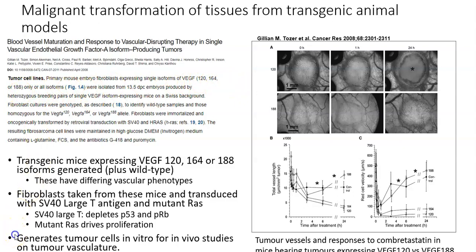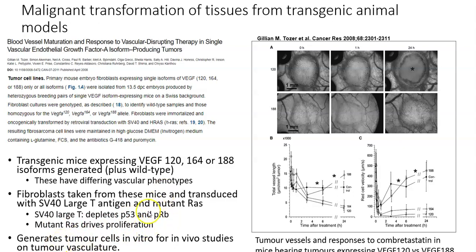So we did this by having access to some transgenic mice that had previously been designed by somebody else that only expressed VEGF 120, 164 and 188. And these 3 different mice plus the wild type mice were used. So by taking the mice at 13 days post-fertilization, we took mouse embryos, got some fibroblasts from those, and then we took those fibroblasts and transduced them with the SV40 large T antigen, and we also put in a mutant RAS. So the large T antigen is depleting your P53 and PRB, and the mutant RAS is also driving proliferation.